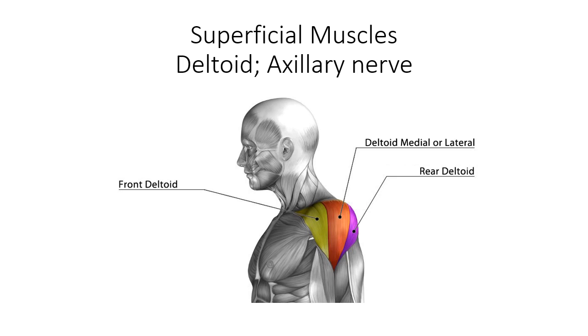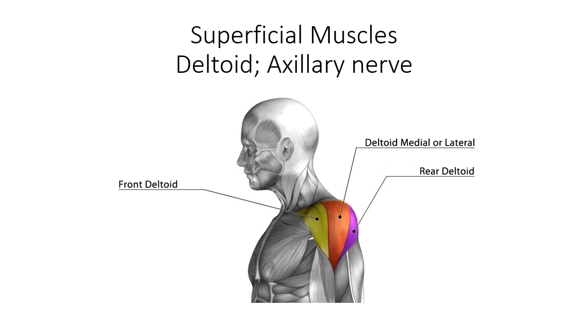Now we are going to move to the superficial muscle group. The first muscle we are going to talk about is the deltoid muscle, which has anterior, middle, and posterior fibers. Deltoid muscle is supplied by the axillary nerve. It has a wide origin from the shoulder and it inserts on the humeral shaft. Nerve supply is axillary nerve.